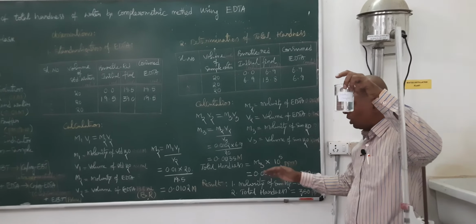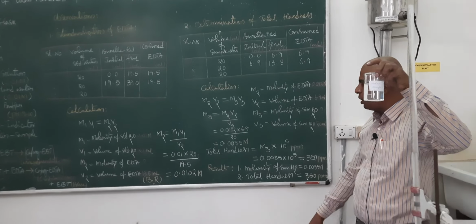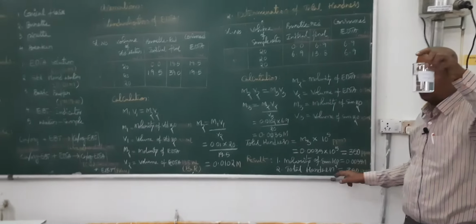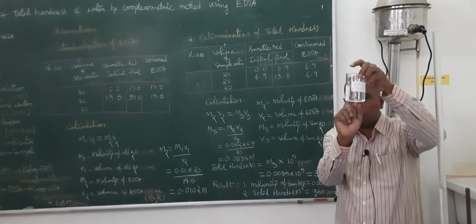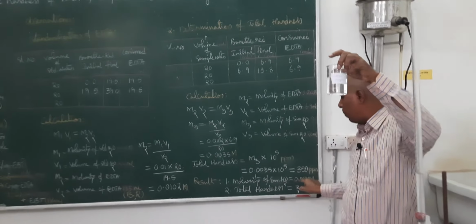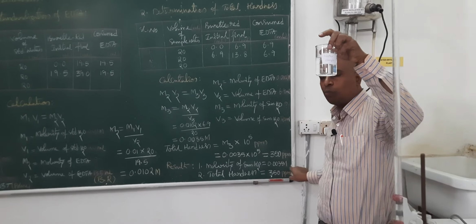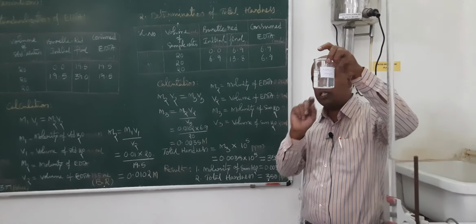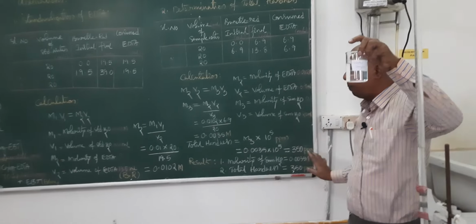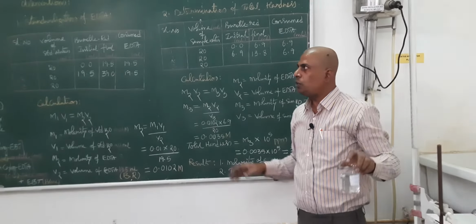When you go for the result, what we are analyzing is, one, the molarity of the sample water. What is the molarity or concentration of this sample water? This is 0.0035 molar. And the total hardness of this water sample is 350 ppm. So this is the total experiment.